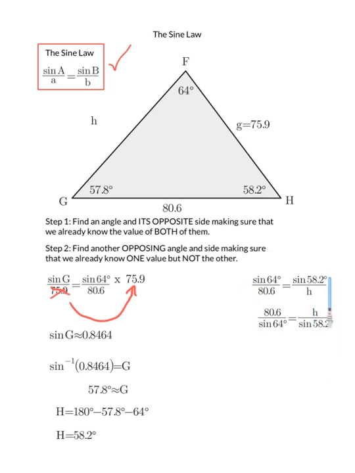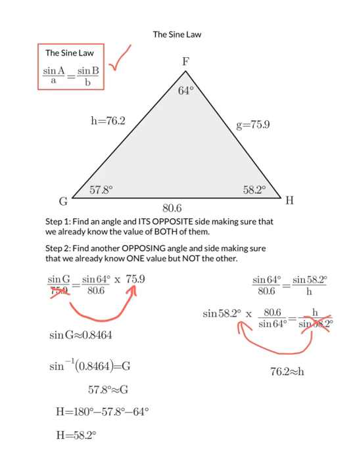As you guys know, we're going to cross out the sine of 58.2 degrees, move it all the way up to the top, not to the bottom, and we have sine of 58.2 degrees times 80.6 divided by sine of 64 degrees equals h. Therefore, h is equal to 76.2 approximately. Now, this isn't sine h. That wouldn't make any sense. You can't take the sine of a side. It's always sine of an angle, right? So there's no need to do sine inverse here. H is actually equal to 76.2, and we're done.